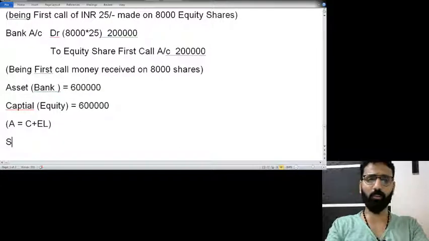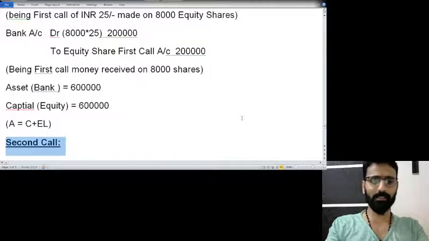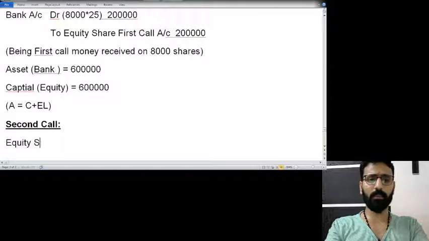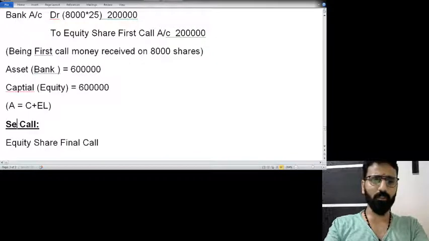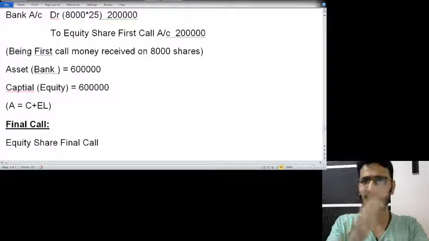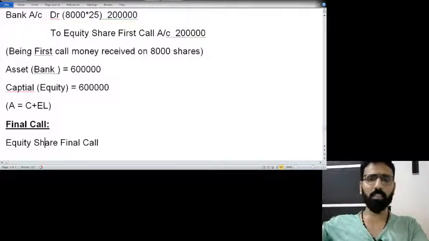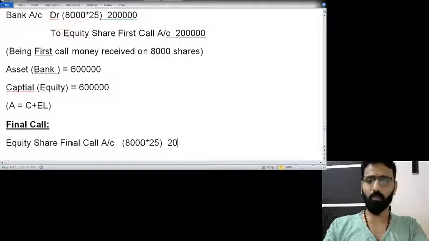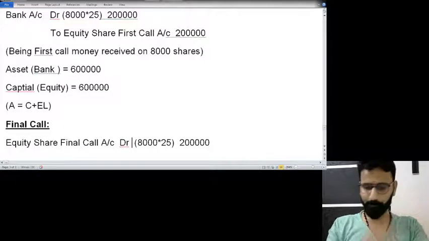Let us go to the second call entries. Similarly to your first call, you should make a call first. How do you make a call? Equity share final call. Here it is the second call. Instead of second call we can call it final because there are only 2 calls: 20, 30, 25, 25. We divided it into application, allotment, first call and final call. So I am calling it the final call. Final call account 8,000 into 25, 2 lakhs. Whenever I write this, I should write debit as well.